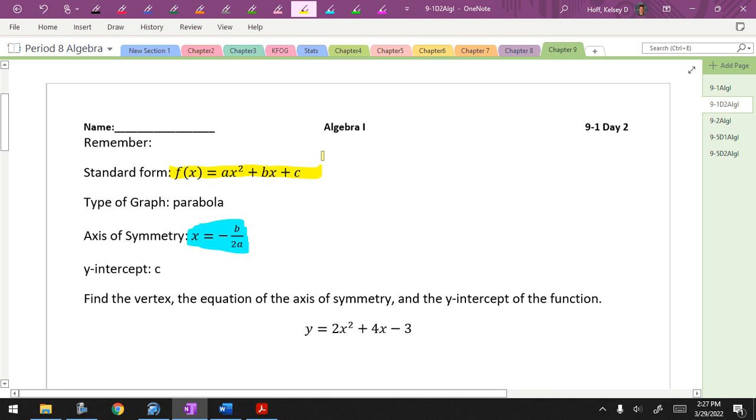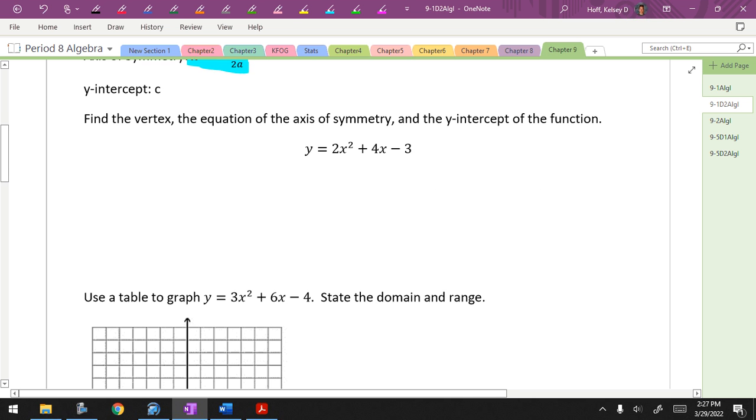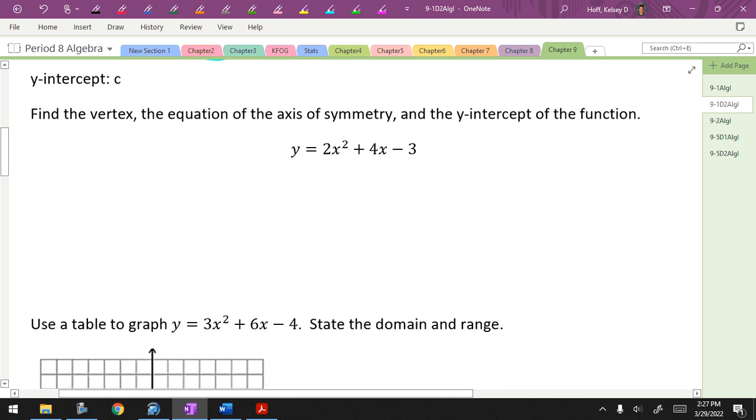So extension, today we're going to start graphing them. Yesterday they provided us all the graphs. Today we are going to graph them. So it says find the vertex, the equation of the axis of symmetry, and the y-intercept. To find the vertex, we always start with x equals negative b over 2a.